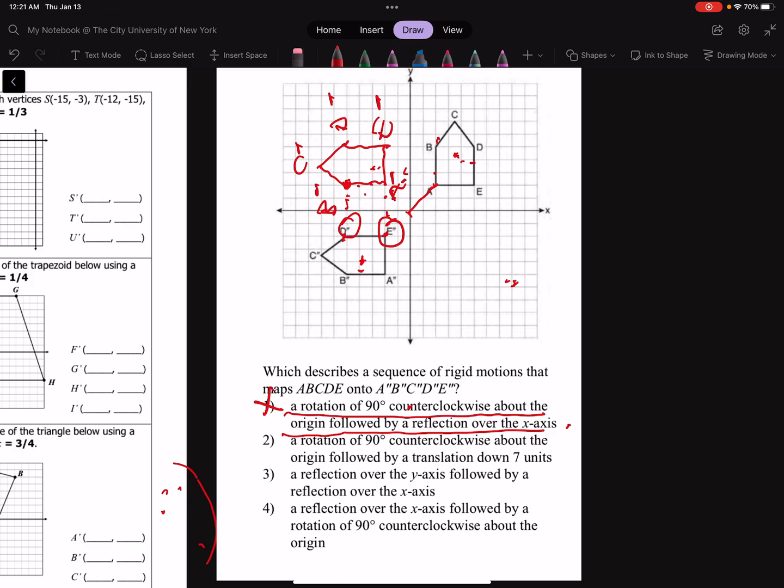Now you come to a rotation of 90 degrees counterclockwise about the origin, followed by a translation down 7 units. So now if you come over here, let's say 90 degree rotation is done. The first part is done. And then followed by a translation down 7 units, so towards down. So look, A: 1, 2, 3, 4, 5, 6, 7. That means all of the points will follow. So it's true.